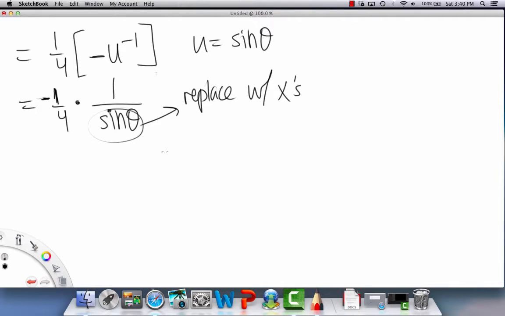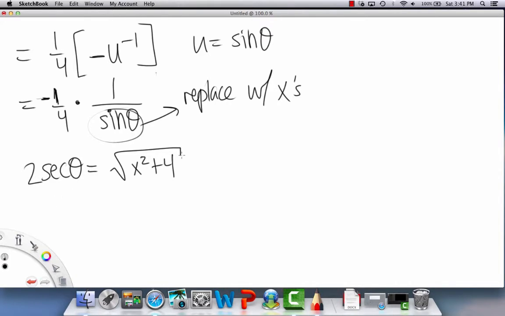Okay, so here's where some trigonometry comes into play. To figure out what sine theta is in terms of x, we have to play around with the equations that we formed before. The one I'm going to look at in particular is secant. The secant theta that we had, we found that 2 secant theta is equal to the square root, right?